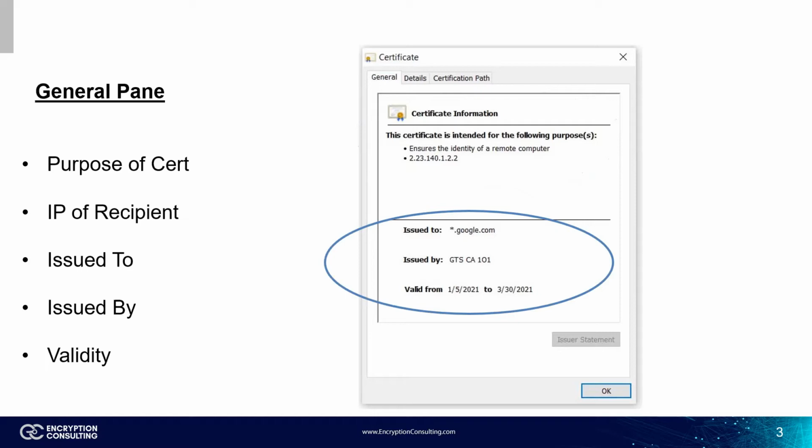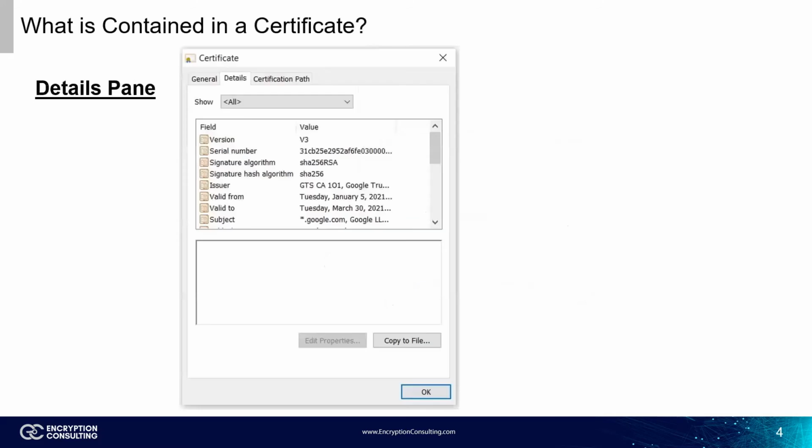The issue to line shows that this certificate is given to all Google domains. The issue by line shows the name of the issuing CA. The validity period of a certificate shows how long the certificate is valid for. In our example, this certificate is valid from January 5th, 2021 until March 30th, 2021. The validity period of a certificate is extremely important, as the expiration of this certificate would cause outages with the website. The next pane we'll be looking at is the details pane.